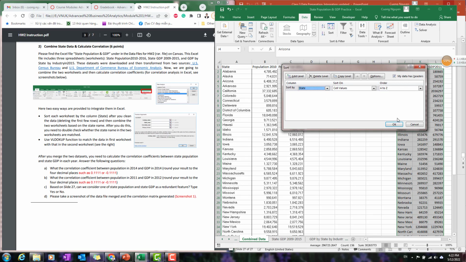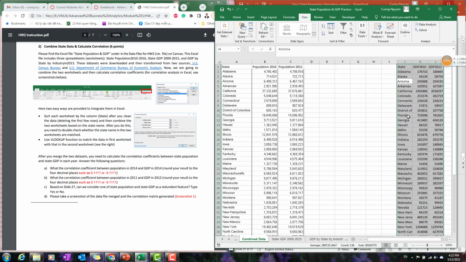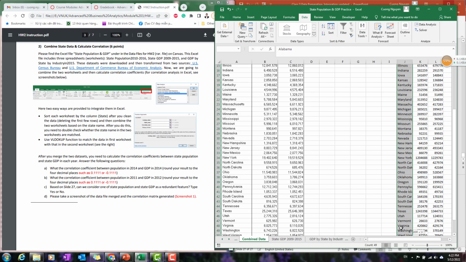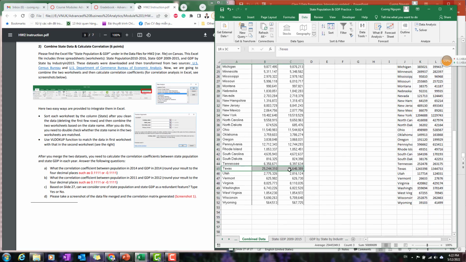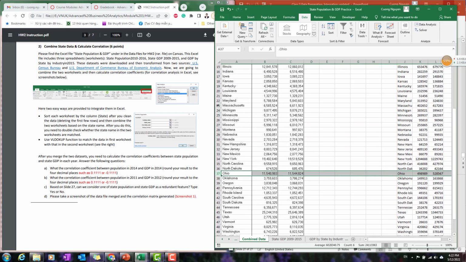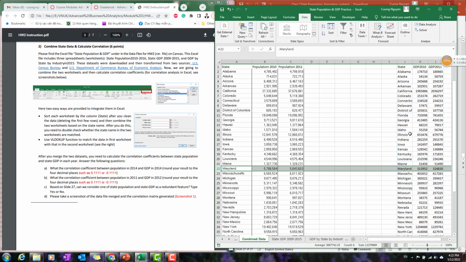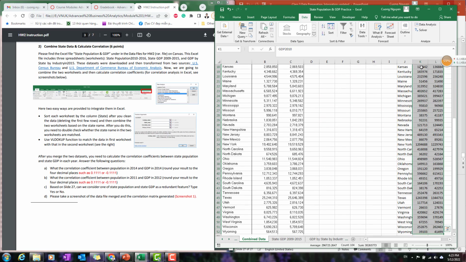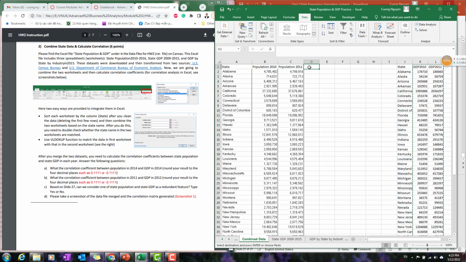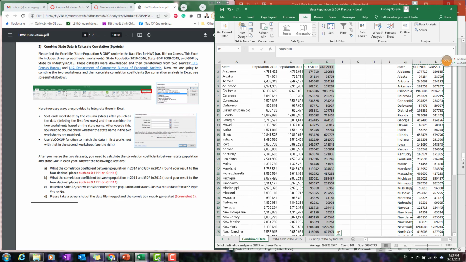So I select state, and this one I want sorted from A to Z. Okay, so now all the data has been sorted by state, and it looks like all the states match, for example here Texas, that's Texas, right? Ohio. I recommend you do this several times to make sure the data has no problem. Actually, it had no problem. So I will copy this side and paste it next to the population side.